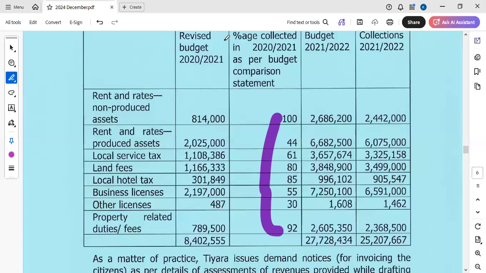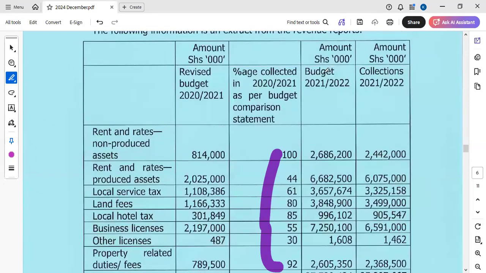It is the percentage that represents the amount of revenue that you didn't collect. That is the area. So you have the budget for the financial year 2020-2021 and also the corrections. You have the corrections in our period, 2021-2022, but you have the budget. So it means that it is from this budget.